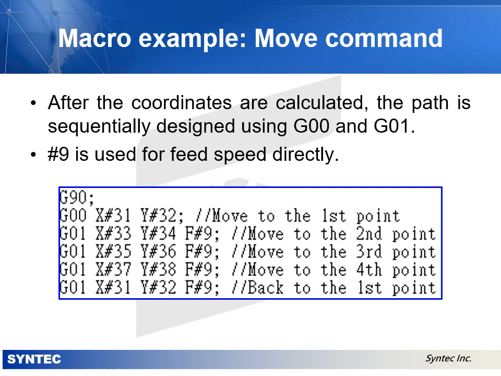After the coordinates are calculated, the path is sequentially designed using G00 and G01. Variable number 9 is used for feed speed directly. After completing these 2 parts, the main core of the entire expanded G-code is completed.